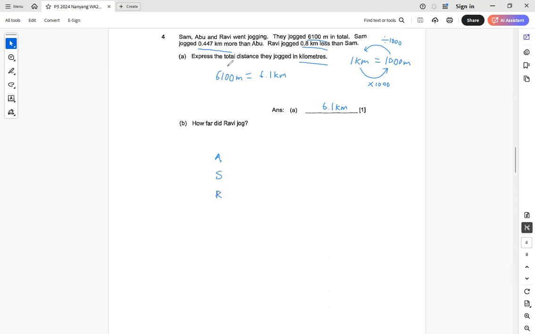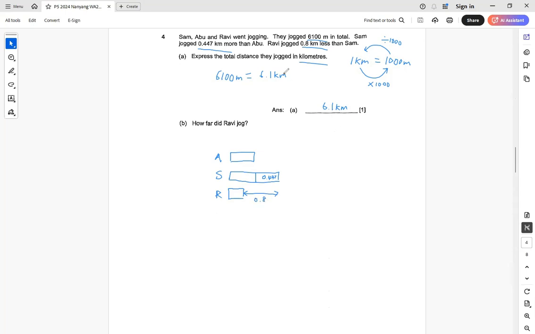So let's look at the first one. Sam jogged 0.447 km more than Abu, right? So I will draw longer for Sam. Okay, and shorter for Abu. Okay, so this one will be 0.447. And then next, the question also tells us Ravi jogged 0.8 km less than Sam. Okay, so Ravi is also lesser, but it's 0.8. So it must be even shorter than Abu. Okay, so our label here, the difference between Sam and Ravi will be 0.8.